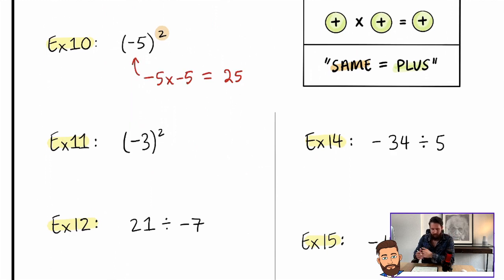The next one, minus 3 squared. Well, squared means times by itself. So we're going to do minus 3 times by minus 3. Well, ignore the signs. 3 times 3 is 9. Think about the signs. What did we do? We did a minus times by a minus. That's the same. So it's going to be plus 9.